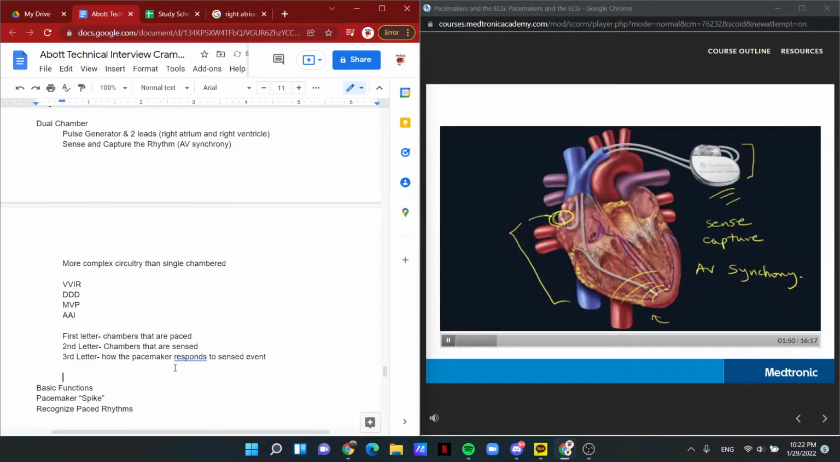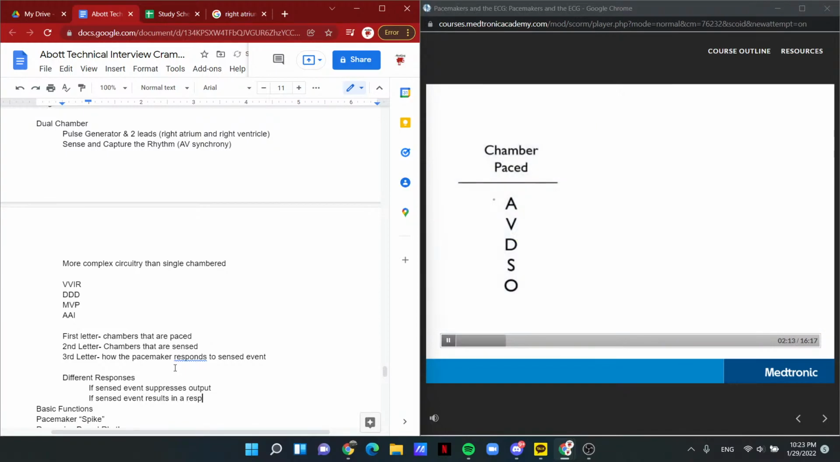Let's talk about the different ways a pacemaker can respond when it senses an intrinsic signal. If a sensed event suppresses the output of the pacemaker, it's known as inhibited. Whereas if a sensed event results in a paced event, we call that a triggered response, meaning that the pacemaker puts out an electrical signal in response to some intrinsic cardiac event. If we examine this letter code a little bit more carefully, remember that the first letter is the chamber that's paced.